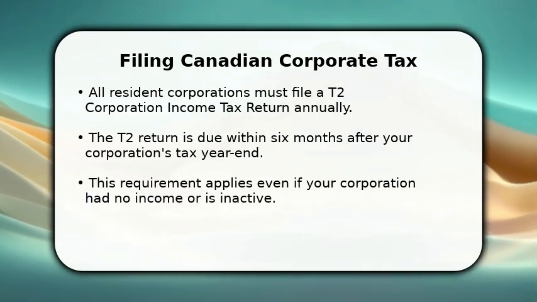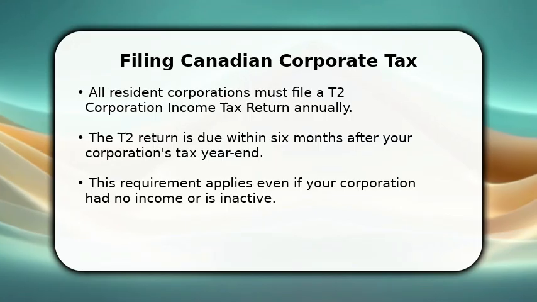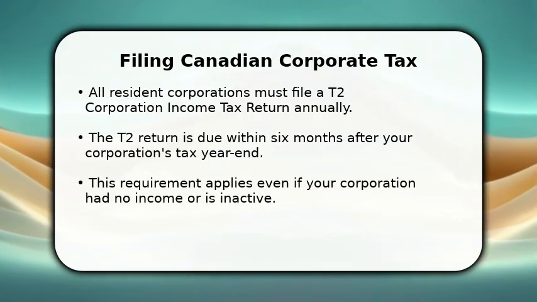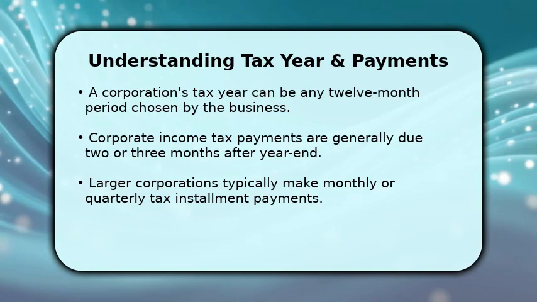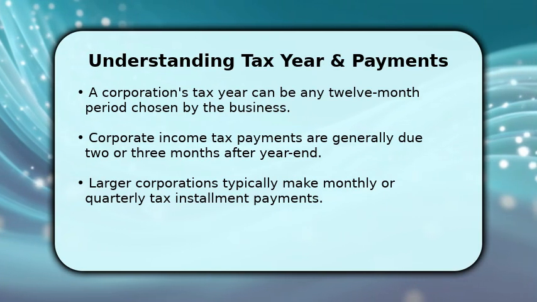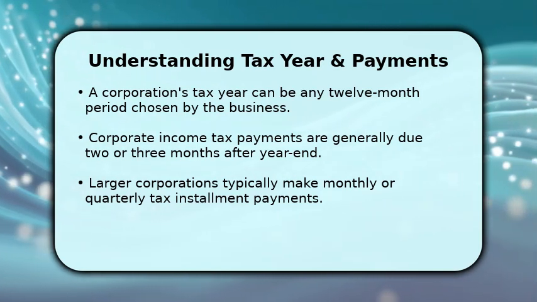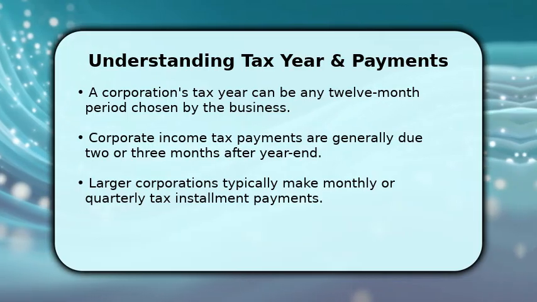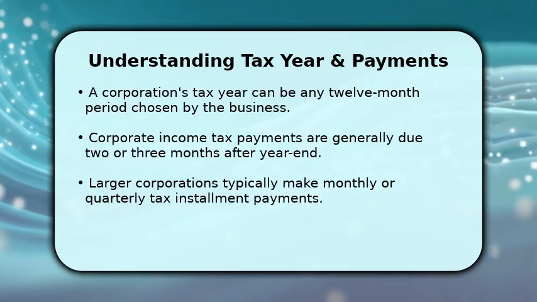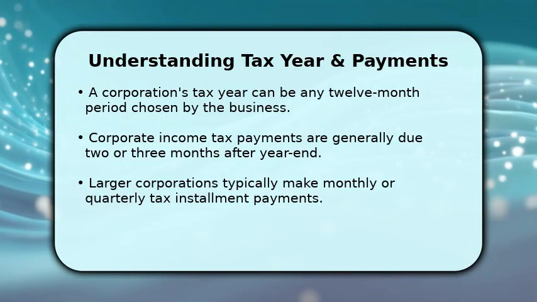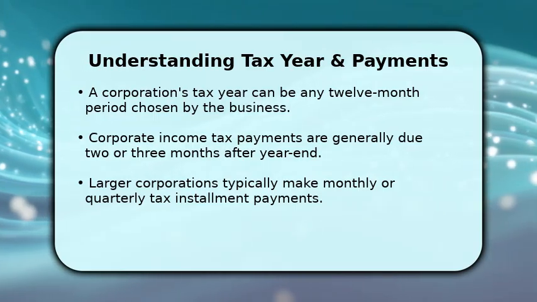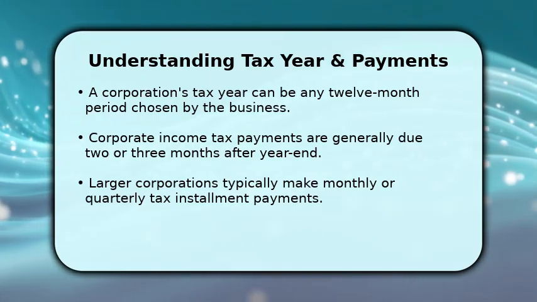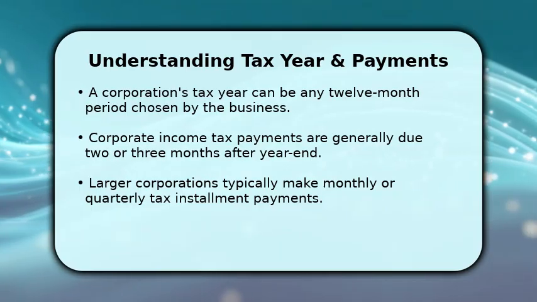It's important to mark your calendar for the filing deadline, which is 6 months after your corporation's tax year end. Your corporation's tax year can be any 12-month period you choose, but once set, it usually remains consistent. While the T2 return is due 6 months after your year end, your corporate income tax payments are generally due much sooner, either 2 or 3 months after that same year end.